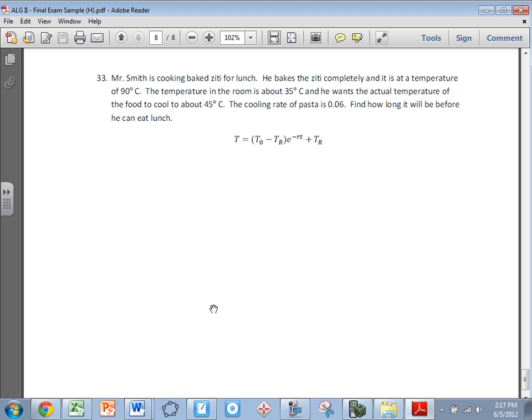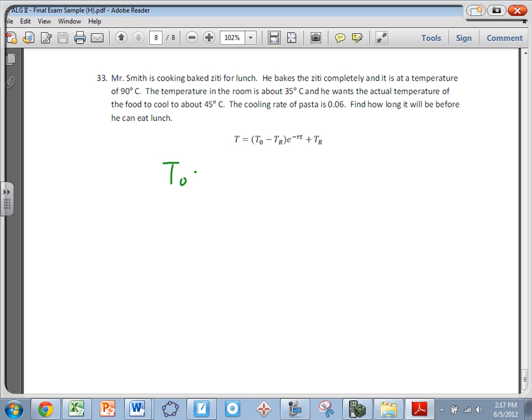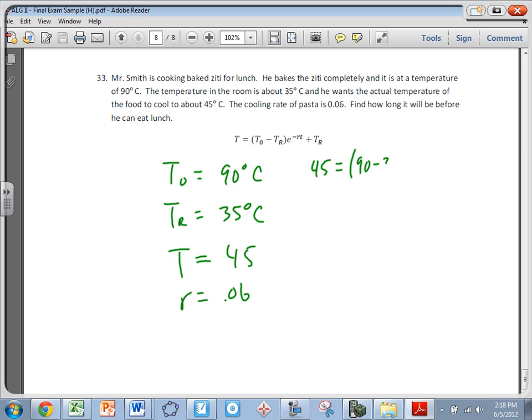All right, so let's start by listing. The initial temperature of the pasta is 90 degrees Celsius. We know that right away. All right, that's good. Let's see, the temperature in the room is 35 degrees Celsius. He wants the temperature, the actual temperature, T, to be 45, and we know that the rate of cooling is 0.06. So let's go ahead and plug in our formula now. So we got 45 equals 90 minus 35, e to the negative 0.06 T plus 35.